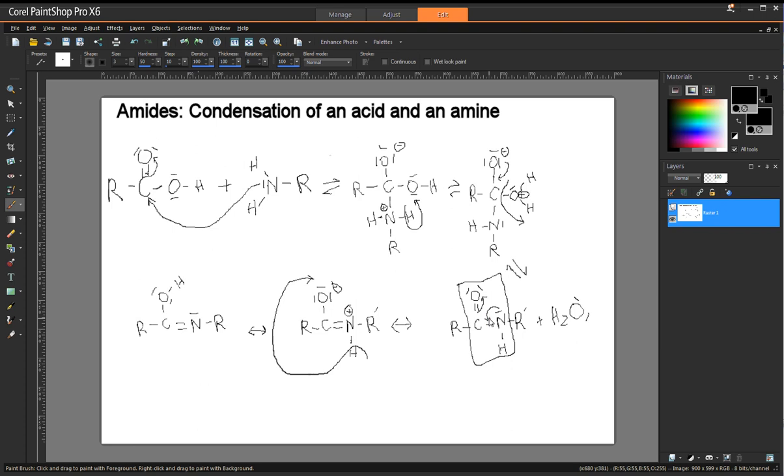Okay, that's the condensation of an acid and an amine and the formation of amide.